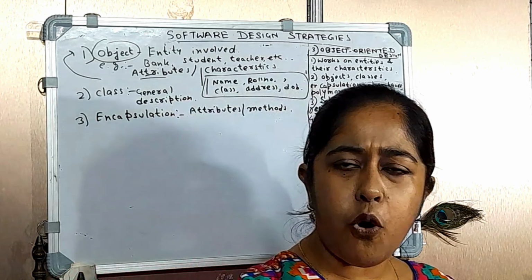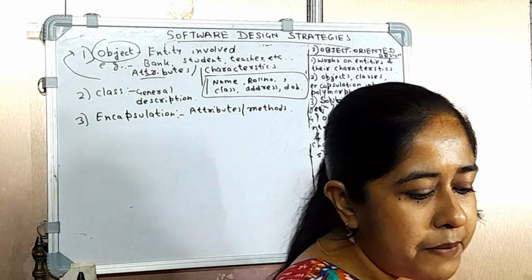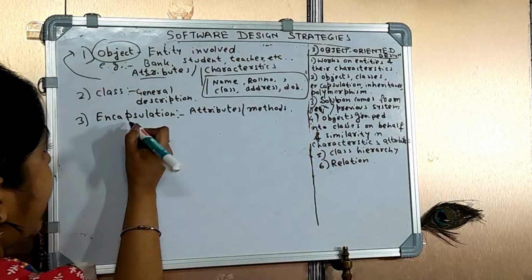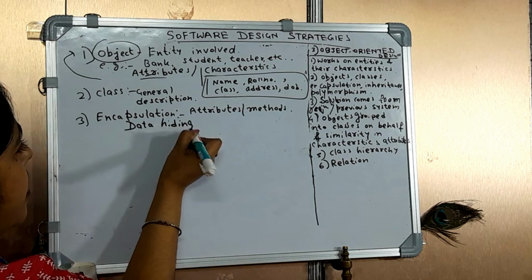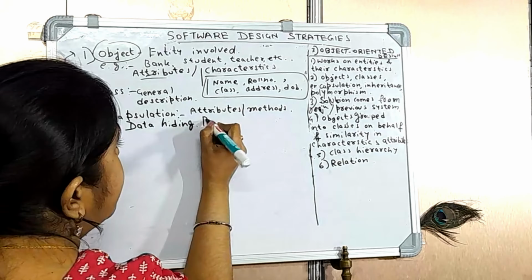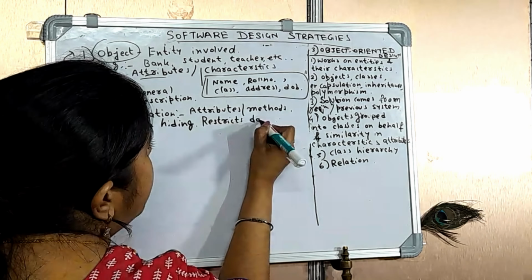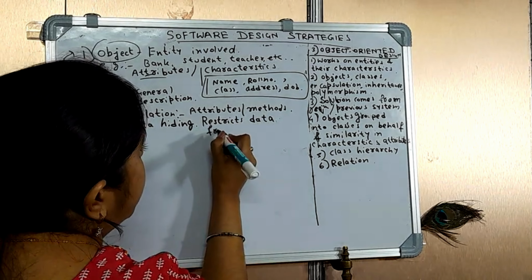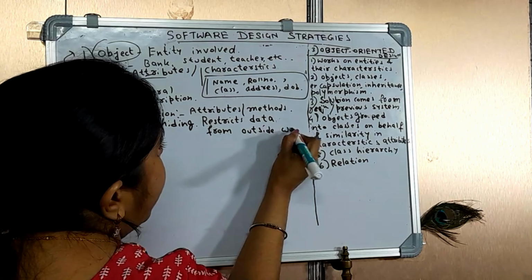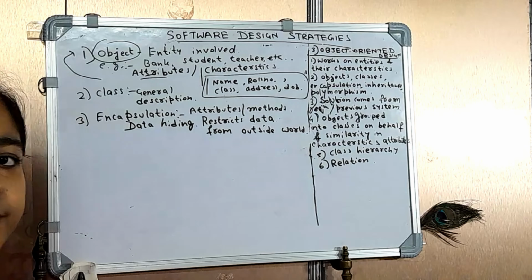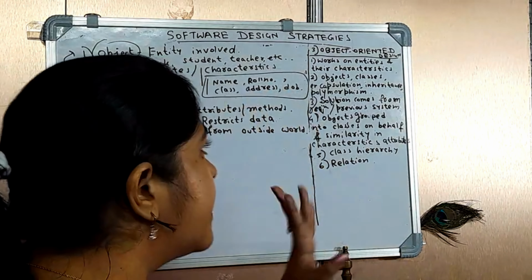We have read all these topics in Java also. And what happens here? It mainly restricts the data. Data hiding, we have already studied about data hiding. What it does is restrict the data from the outside world. That is our encapsulation. This is also a term related to Java. We have seen it there also.